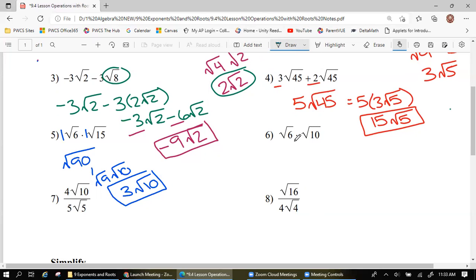Here I can just do 6 times 10 and I can get the square root of 60. And then I want to simplify that if I can. I go through and I figure out what's the biggest perfect square I can divide 60 by. I believe it's 4. Goes in there 15 times. Square root of 4 is 2. Root 15.